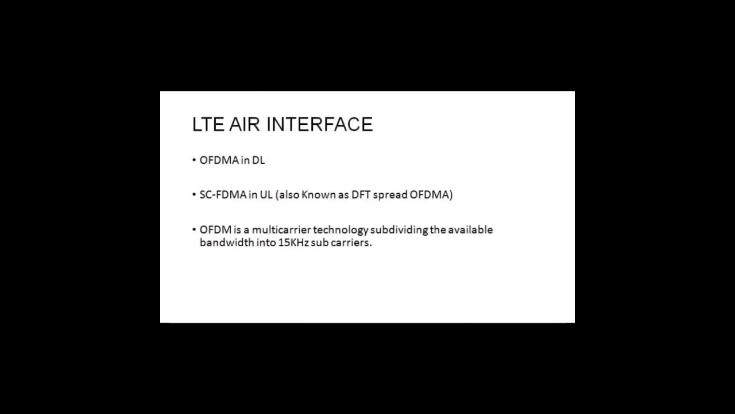So first, let us talk about LTE Air Interface. For the downlink, orthogonal frequency division multiple access, OFDMA, was selected. For the uplink, single carrier frequency division multiple access, SC-FDMA, was selected. Orthogonal frequency division multiplex is a multi-carrier technology subdividing the available bandwidth into 15 kHz subcarriers.